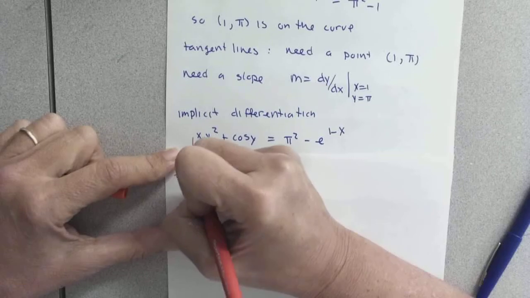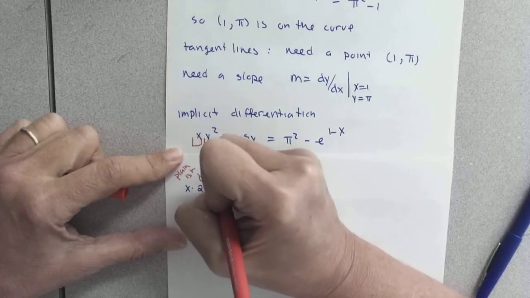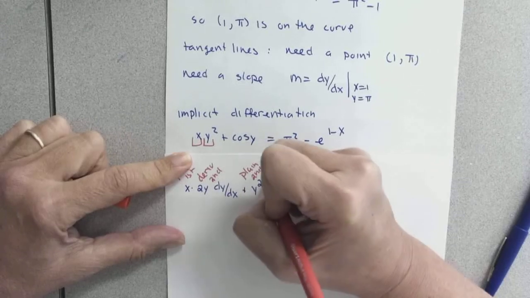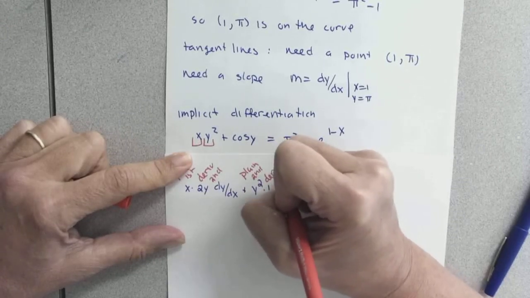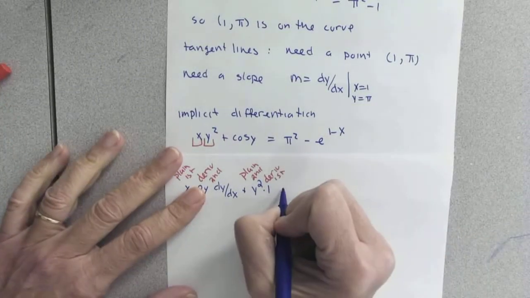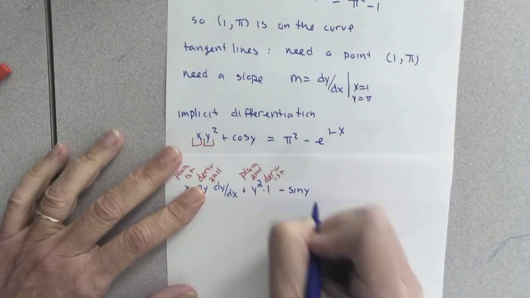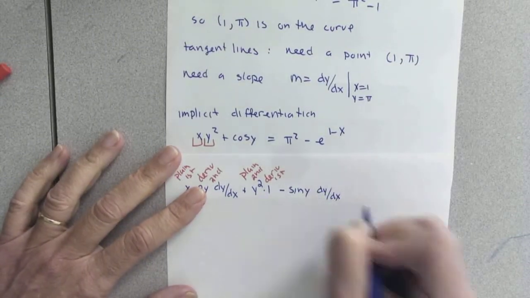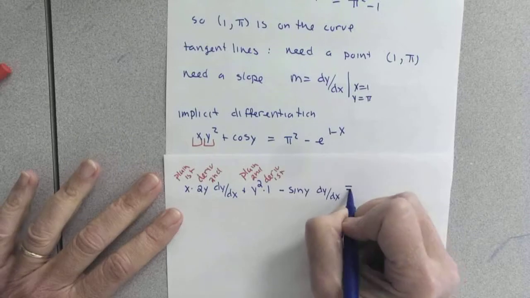Leave the first alone, derivative of the second, plus leave the second alone, derivative of the first. Up to the cosine. The derivative of cosine y would be minus sine y, but I just differentiated a y, so it gets followed by dy dx.